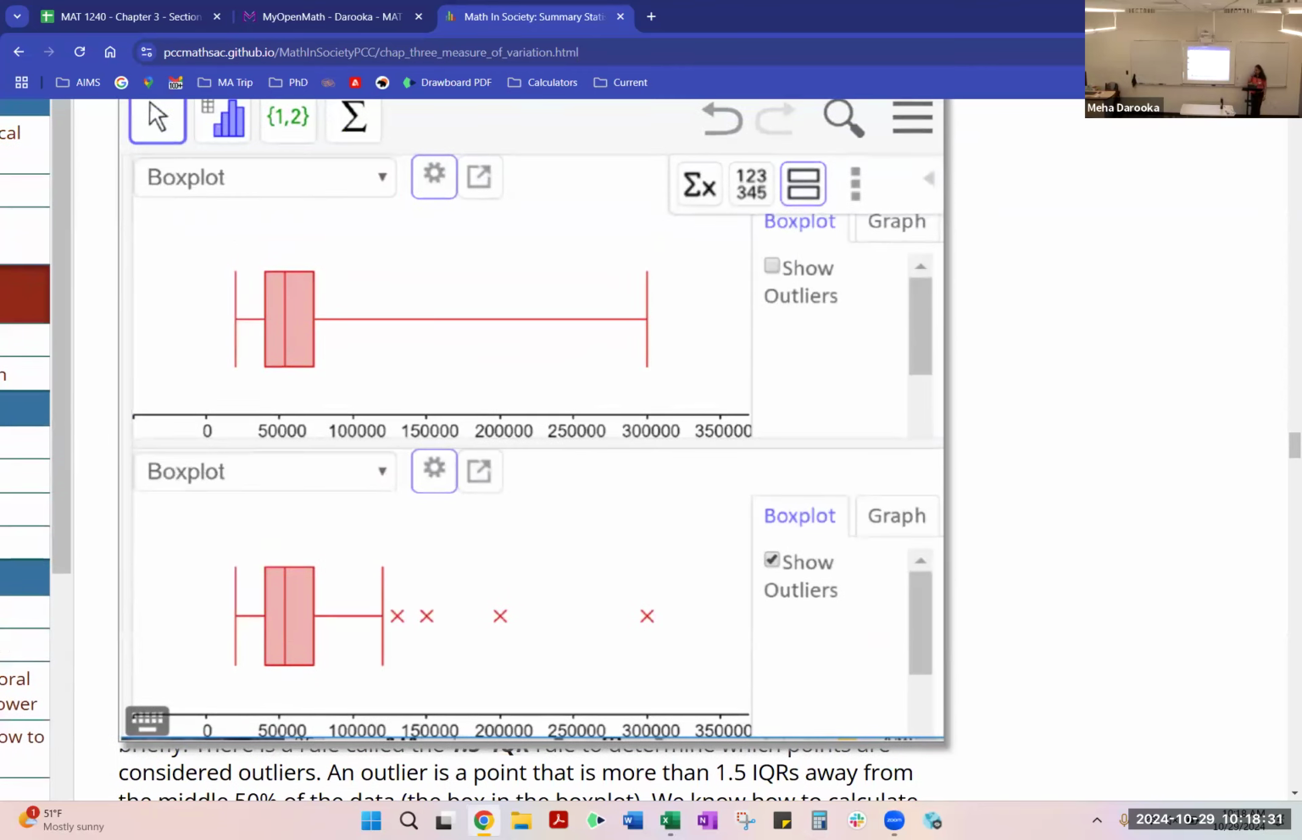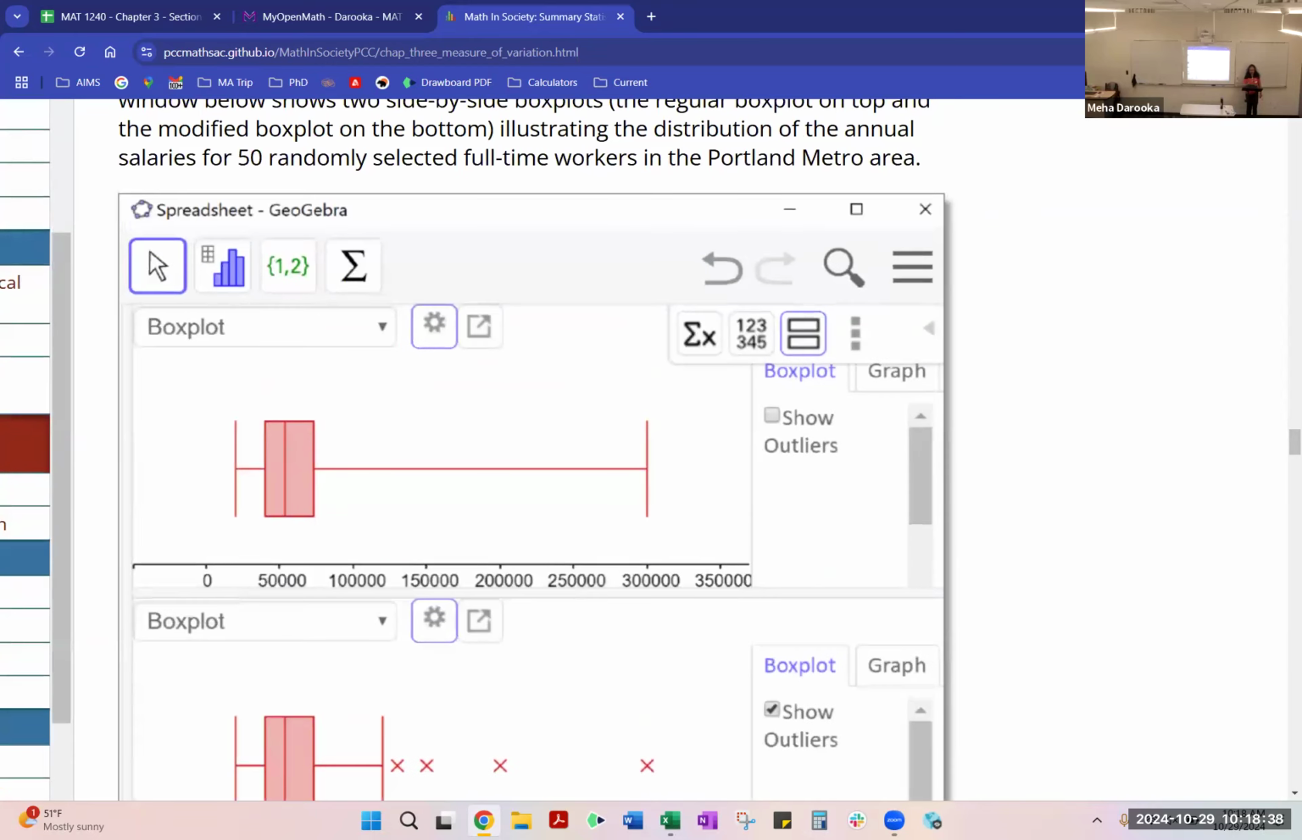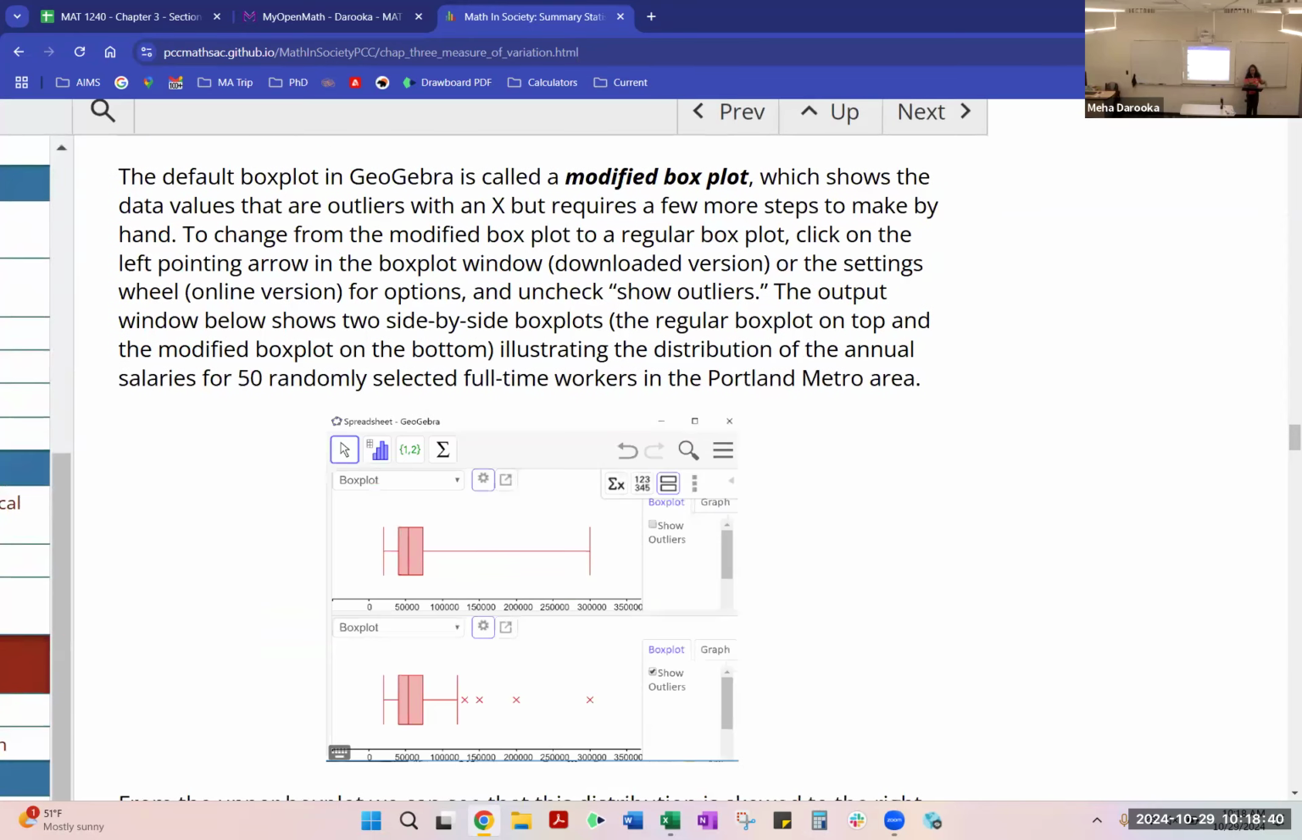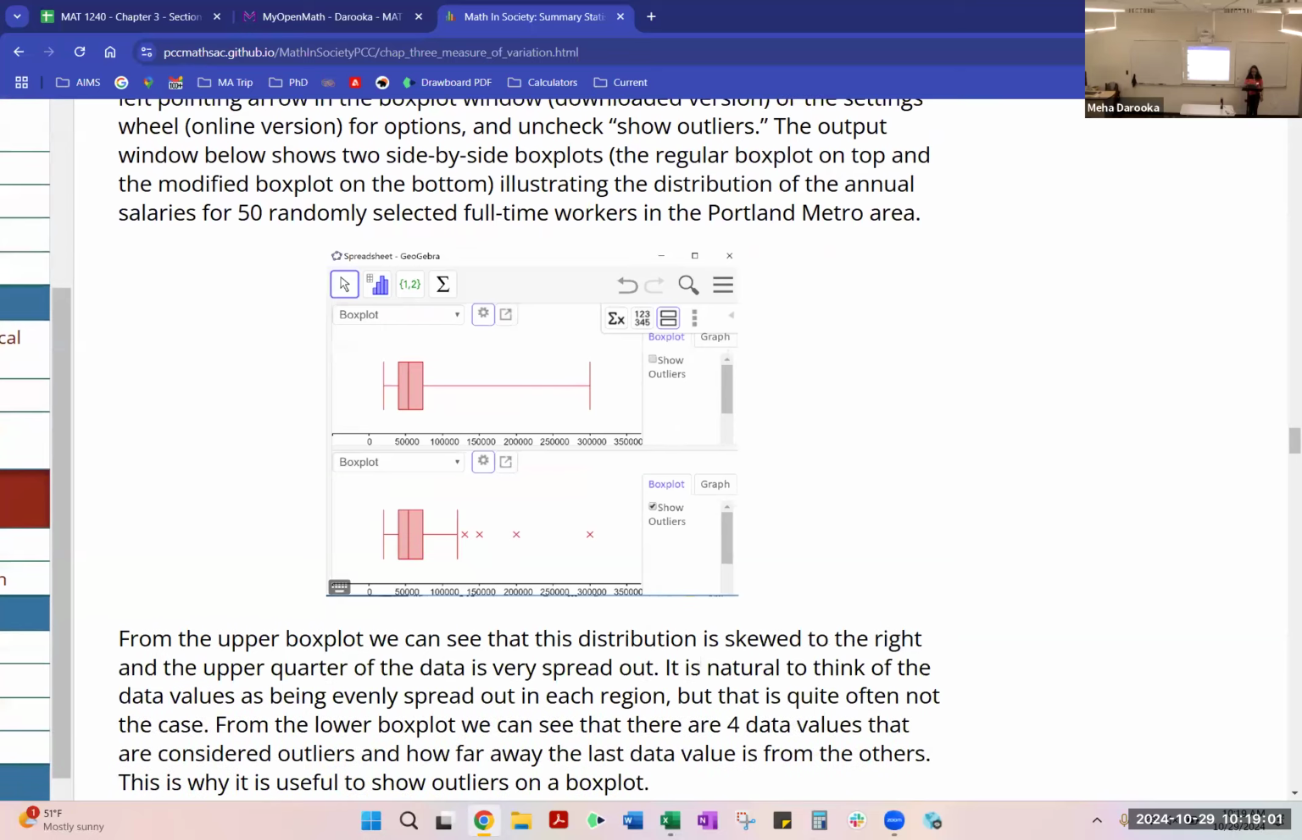So you can kind of see how they're marking those X's there, just to basically show where the outliers in the data set were. So they're saying with a modified box plot, we can have the outliers shown with an X, but that requires a few more steps to make by hand. And this one, they're just going into how you can do this with GeoGebra, but again, we're really not going to worry about that.